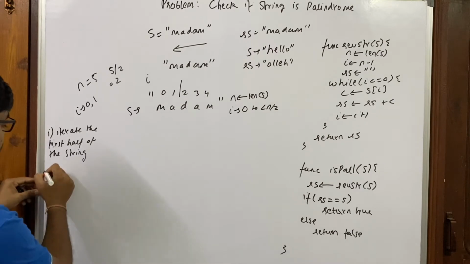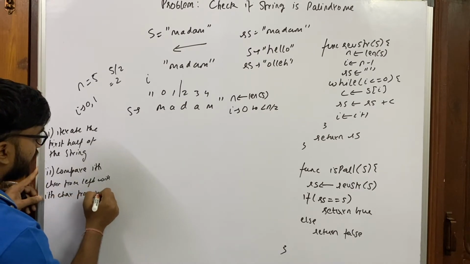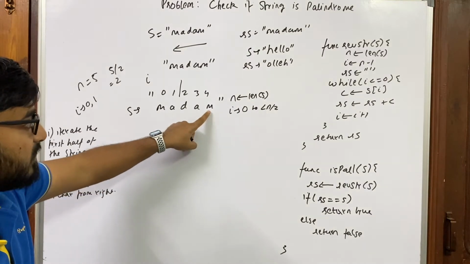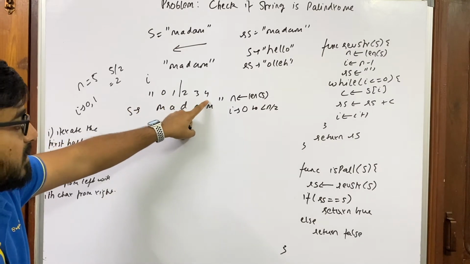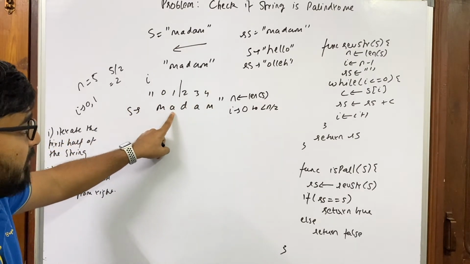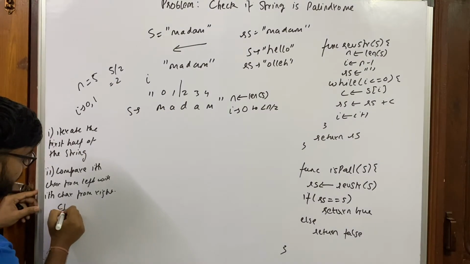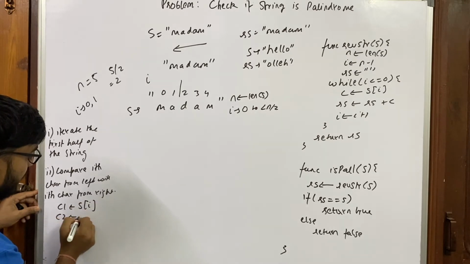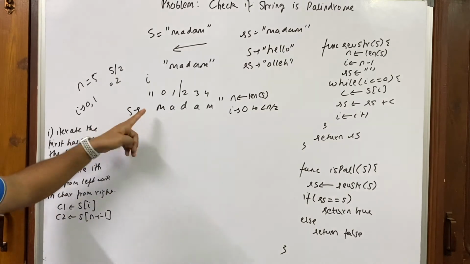Then what you have to do is compare the ith character from left with the ith character from right. That is, compare the first character from left with the first character from right, for all the values of i. The ith character from left is going to be at index i, and the ith character from right is going to be at index n minus i minus 1. You can check by setting i equal to 0.